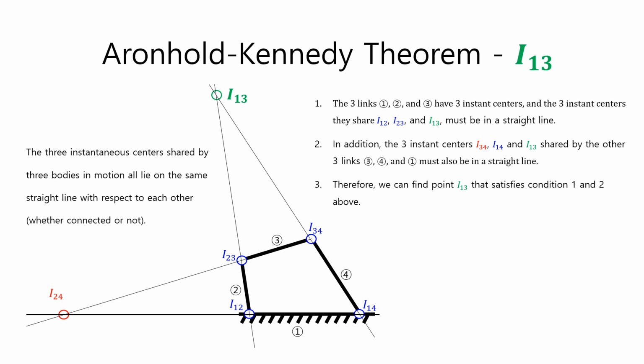Here is a summary of how to find the secondary instant center I13 using the Aronhold-Kennedy theorem and Kennedy circle. The three links 1, 2, and 3 have three instant centers, and the three instant centers they share, I12, I23, and I13, must be in a straight line. In addition, the three instant centers I34, I14, and I13 shared by the other three links 3, 4, and 1 must also be on a straight line. Therefore, we can find point I13 that satisfies conditions 1 and 2 above.